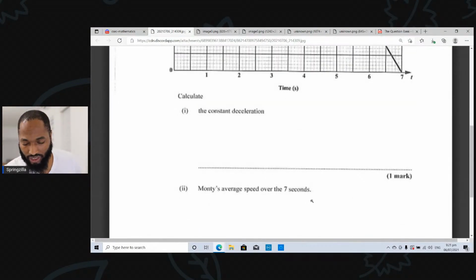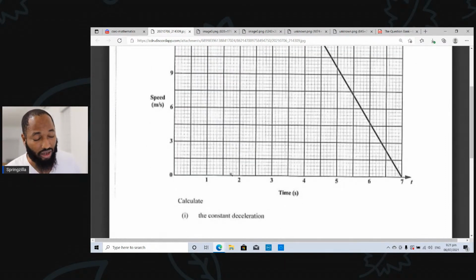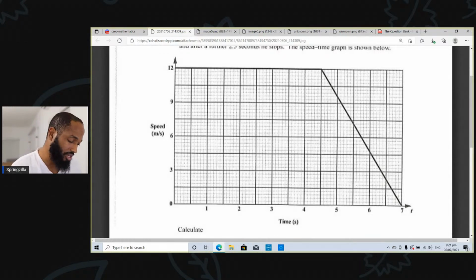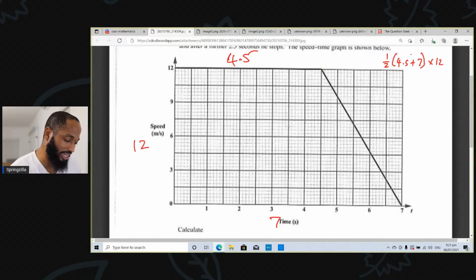Monty's average speed over the 7 seconds. Average speed is total distance covered divided by the time taken. So you get the distance by working out the area of the trapezium. You're going to find the area of a trapezium in your exam tomorrow, guaranteed. So the area of the trapezium is half the sum of the parallel sides by height. Don't split it into 2, that's too long. 4.5 plus 7, times the height. It's like finding an average of the parallel sides and then multiplying by the height.